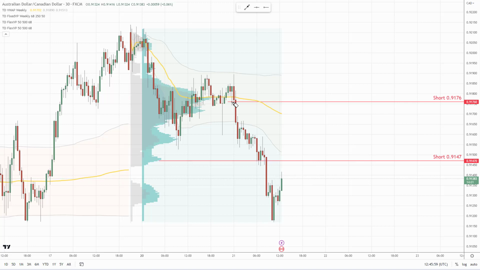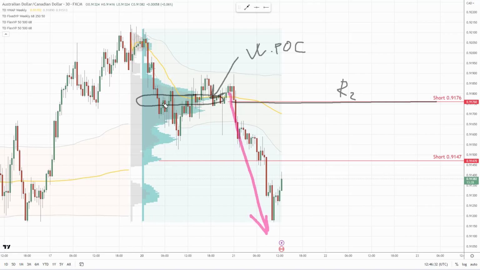Now, the resistance number two is in here, and this one is based on way heavier volumes. Actually, it is based on the weekly point of control. Weekly point of control means that this week, the heaviest volumes were traded right here, right? And afterwards, as you can see from the weekly point of control, the price shot aggressively downwards. So this is telling us that strong institutional sellers were building their short positions in here, in this area, at the weekly point of control, and then they pushed the price aggressively downwards.